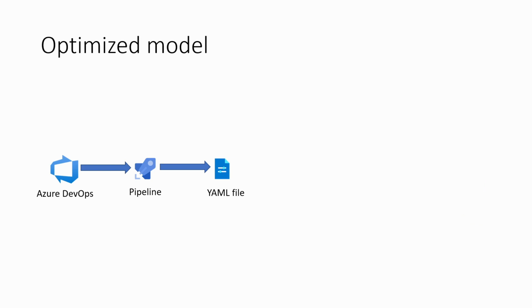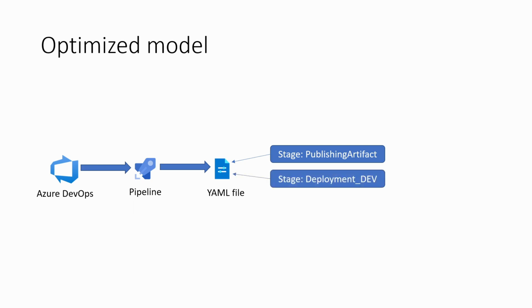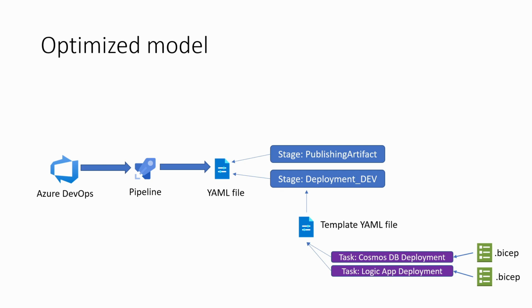And today I will show a sort of optimized model where the first elements are the same up to the YAML pipeline file, with the first stage publishing the artifact. And the second stage is also about deployment, but in this case, the deployment stage will use a template YAML file, which will contain the relevant tasks: deployment of a Cosmos DB account and the logic app. Just the same model using the separate bicep files.